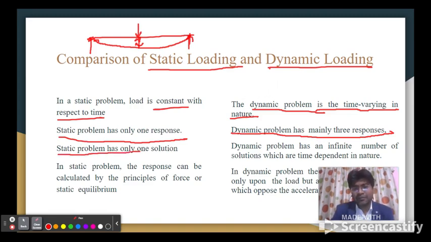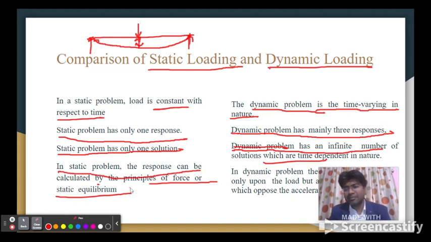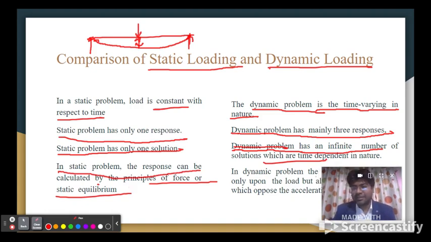Static problem has only one solution. But the dynamic problem can have an infinite number of solutions, you can say. It depends upon the situation which method we have to adopt for a single dynamic problem. In a static problem, the response can be calculated by the principle of force and static equilibrium. Obvious, it is very much obvious.